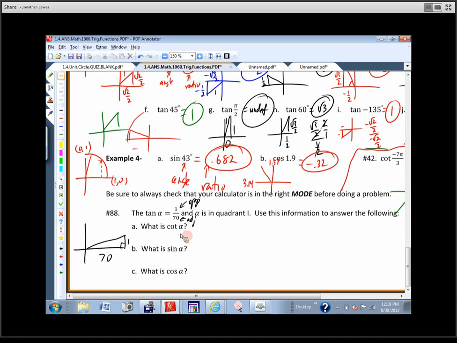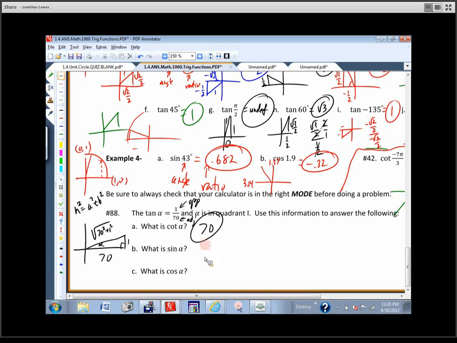Could we figure out what the cotangent is? How are the cotangent and the tangent related? They're reciprocals of each other. So this one's easy. Just flip that over. Could we figure out what the sine of that angle is? If alpha is right here, could we figure out the sine? Sure, but you've got to figure out the radius or the hypotenuse first. So this is going to be the square root of 70 squared plus 1 squared, right? Because the hypotenuse squared would have to equal a squared plus b squared. 70 squared, 1 squared. Take the square root to get what h is.